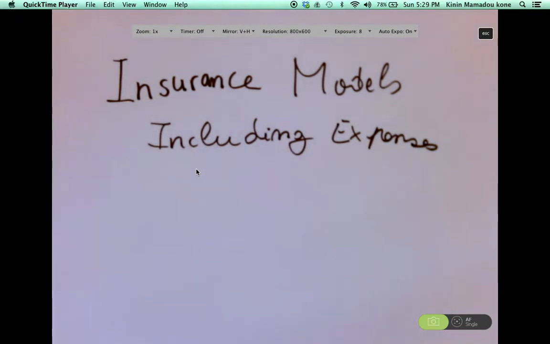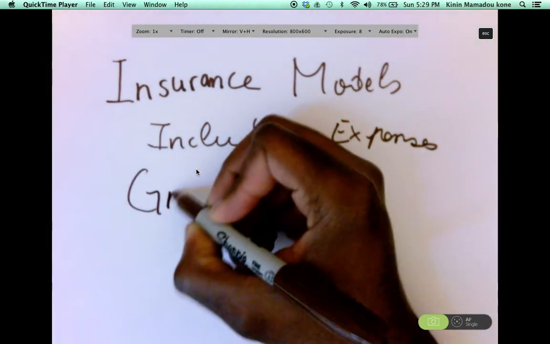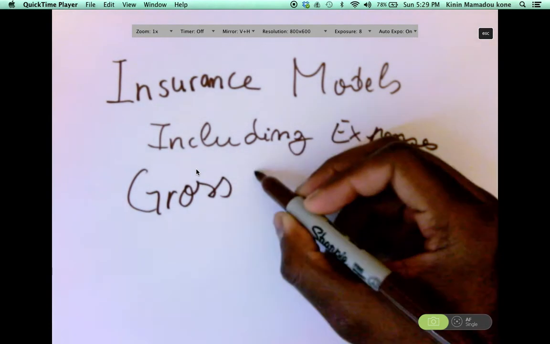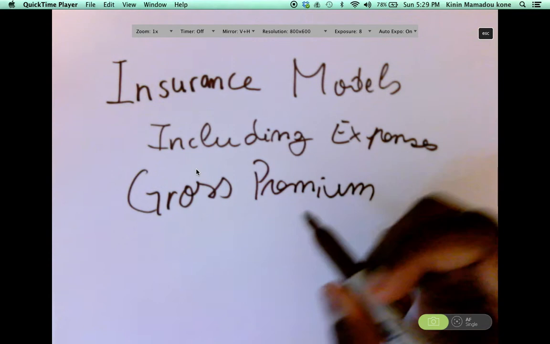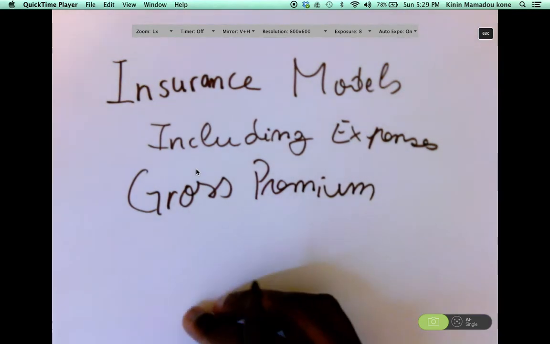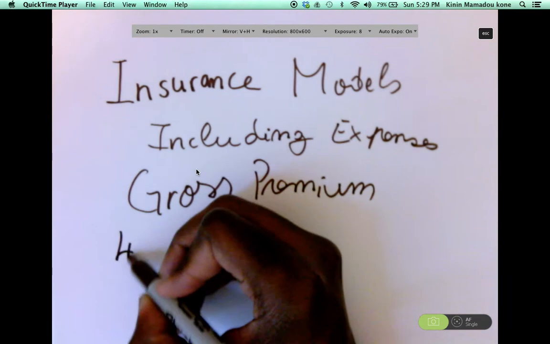So today we're gonna talk about insurance models, including expenses. Let's first talk about the gross premium. In that segment, I'm gonna discuss that there are four types of expenses in general.